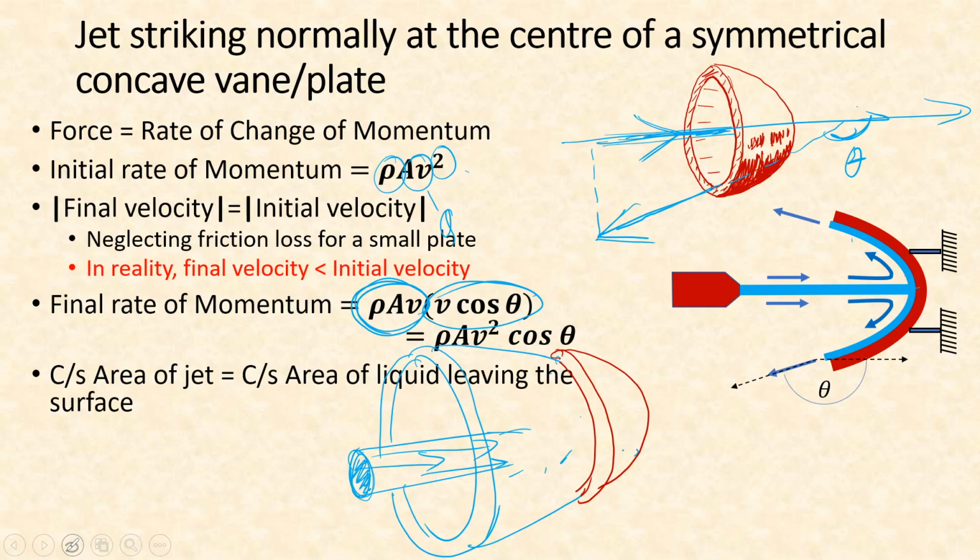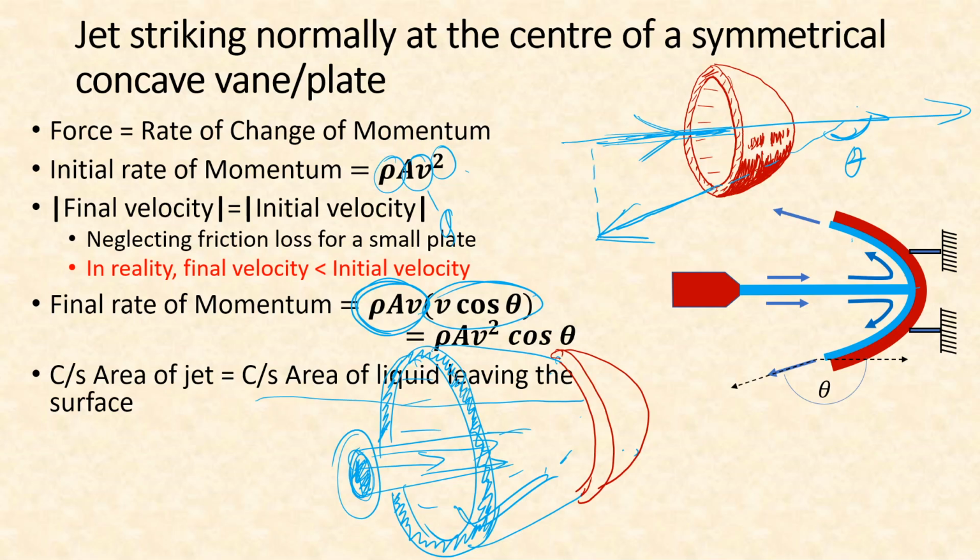So by cross-sectional area we mean this cross-sectional area compared with the cross-sectional area of this ring, or this conical sheet of water, or maybe cylindrical sheet of water, that's coming out of this plate. So this area must be equal to this area. That's what is meant by the cross-sectional area of the jet equals the cross-sectional area of the liquid leaving the surface.